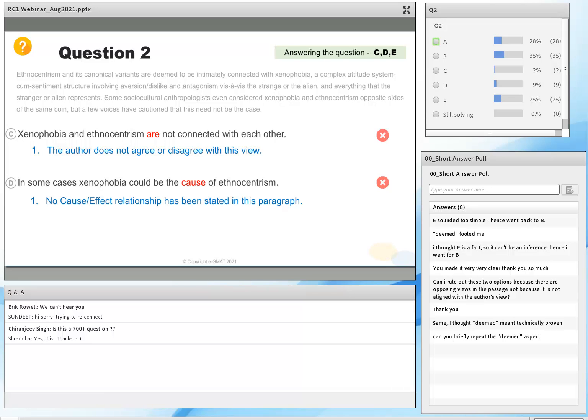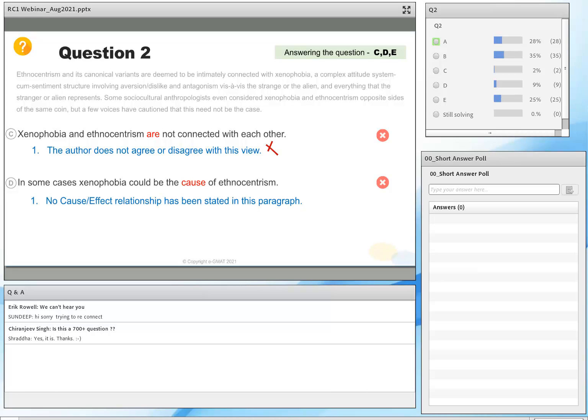Let's talk about option C. See, option C is not chosen by a lot of people, but the reason is a lot of you might have believed that as per the passage EC and XP are connected, and therefore option C is wrong. But the real reason is we actually don't know whether they're connected. The author may believe they're connected, the author may believe they're not connected. We have no idea, and that's the real reason why you should reject option C. I hope that is coming through.